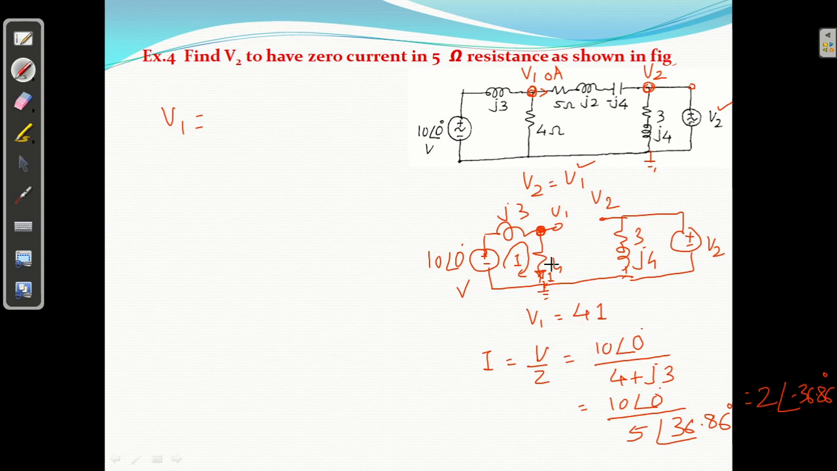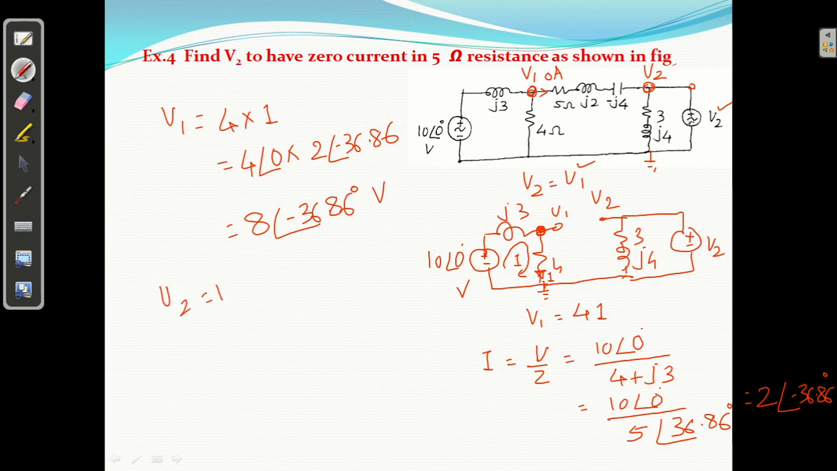So what is the value of V1? V1 equal to 4 into I. This voltage equal to 4 into I. 4 means 4 of the angle 0, into I means 2 of the angle minus 36.86. So magnitude multiply, 8, and angle will be added, so 0 minus 36.86 volt. And we know the current here is 0, which means this voltage and that voltage are the same. So V2 equal to V1 equal to 8 of the angle minus 36.86 degree volt.